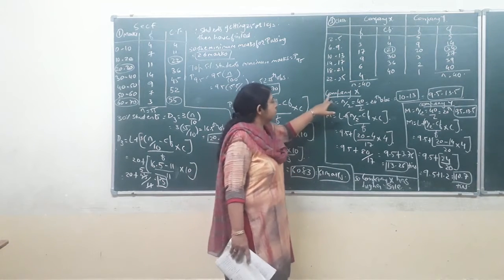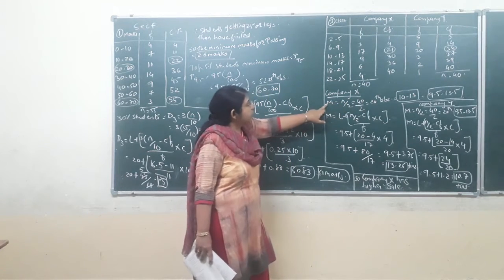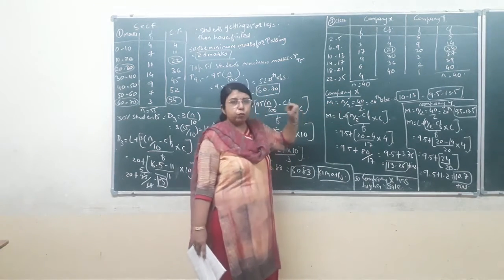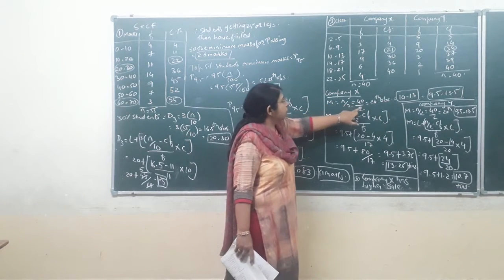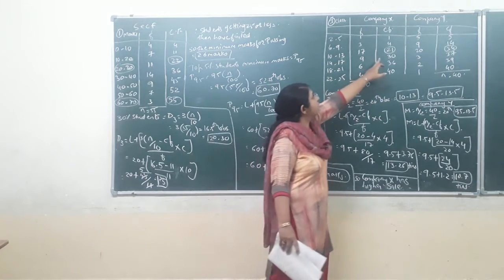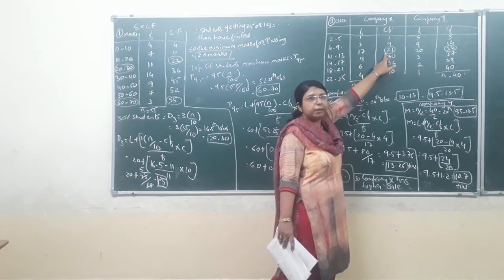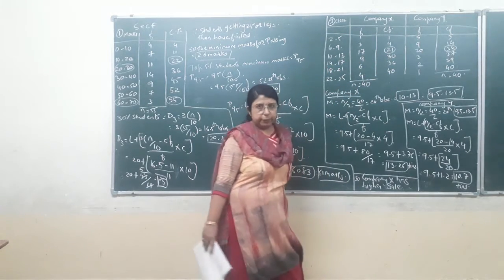Okay. So here you can see again the first heading, that is for company X. Company X median is equal to n median class. First of all, to find the median class, the formula is n by 2. So 40 by 2 is equal to 20th observation. Now 20th observation in the company X will come in CF 21. Okay. So our median class would be 10 to 13.